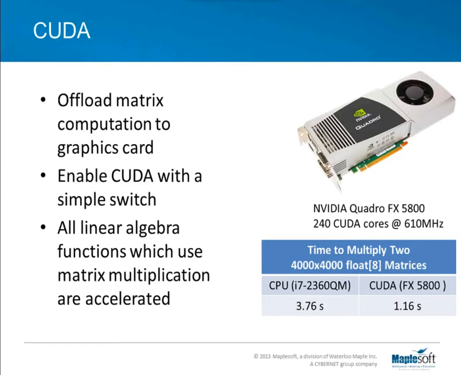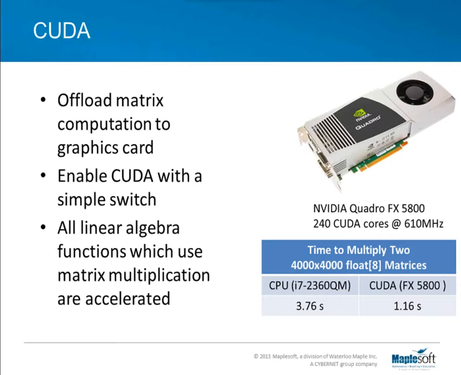Now, your computer may have a dedicated graphics card. That graphics card is used to accelerate the graphics in 3D computer games or CAD packages. A key feature of these processors, of these graphics cards, is that they have many cores, many CPUs.